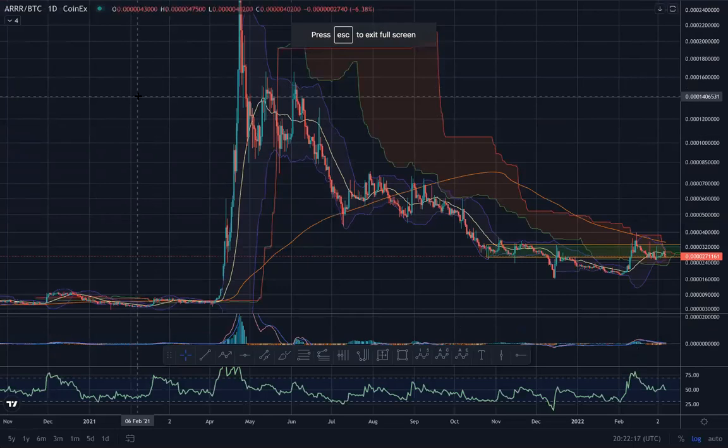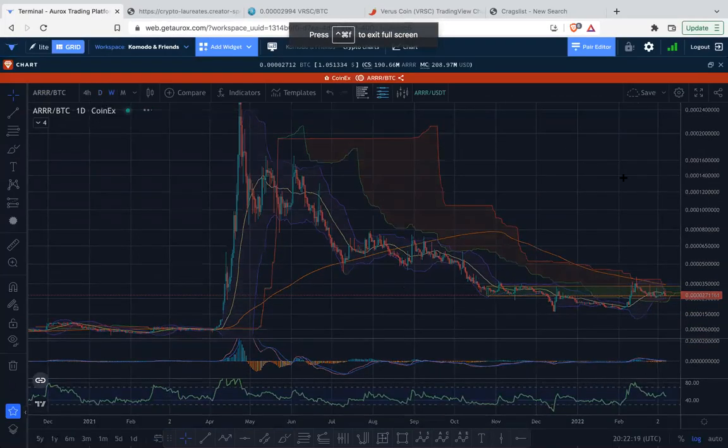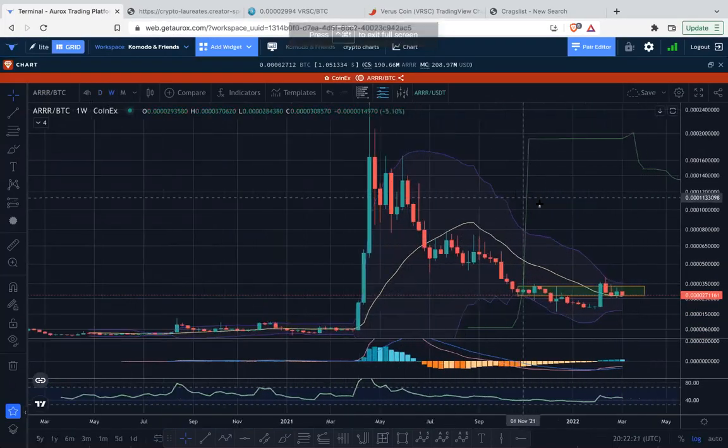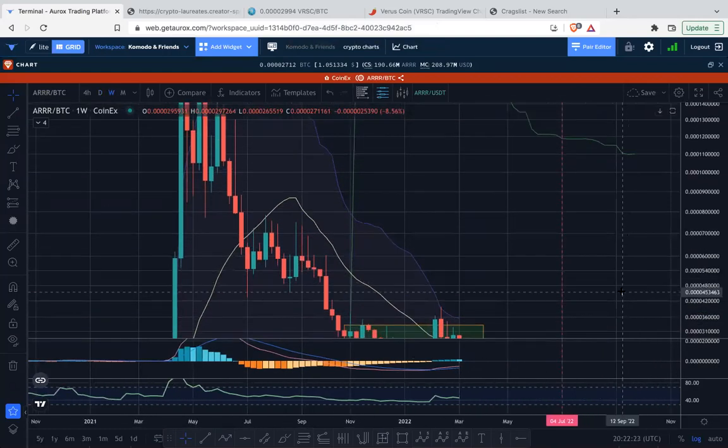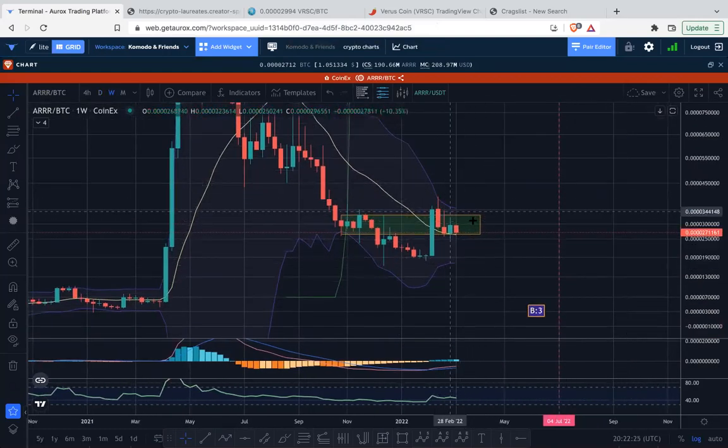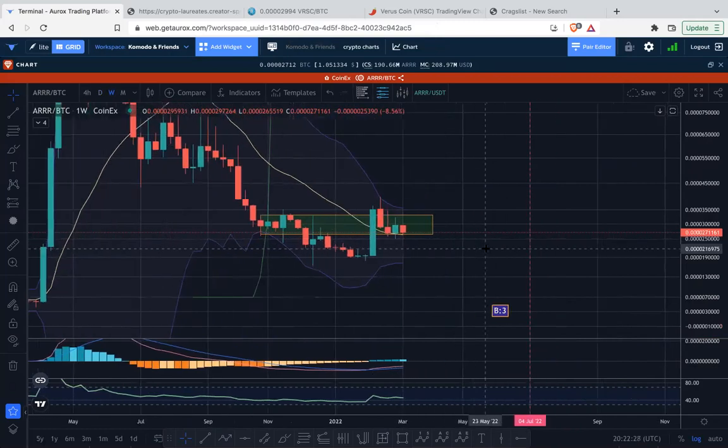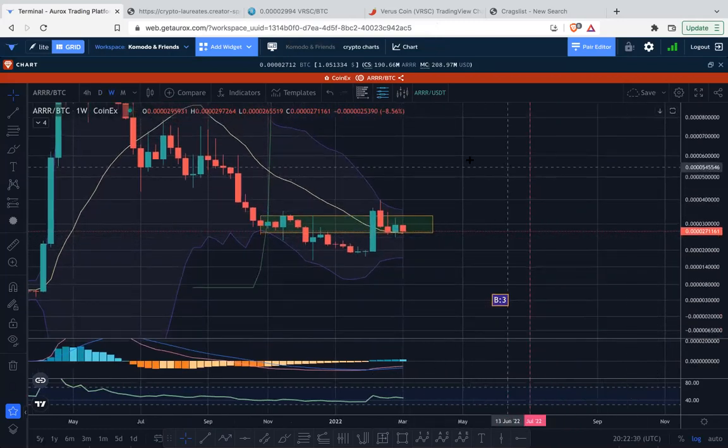And okay, we're already on the daily. I just want to go to that weekly once again and remind us, even on the weekly, firstly, we've got this narrowing of Bollinger Bands happening. So something will happen one direction or the other. Okay, volatility up or down.